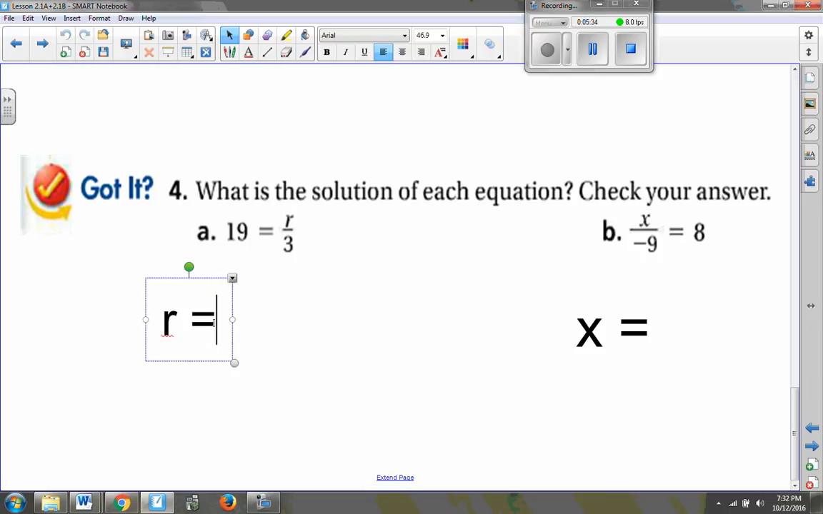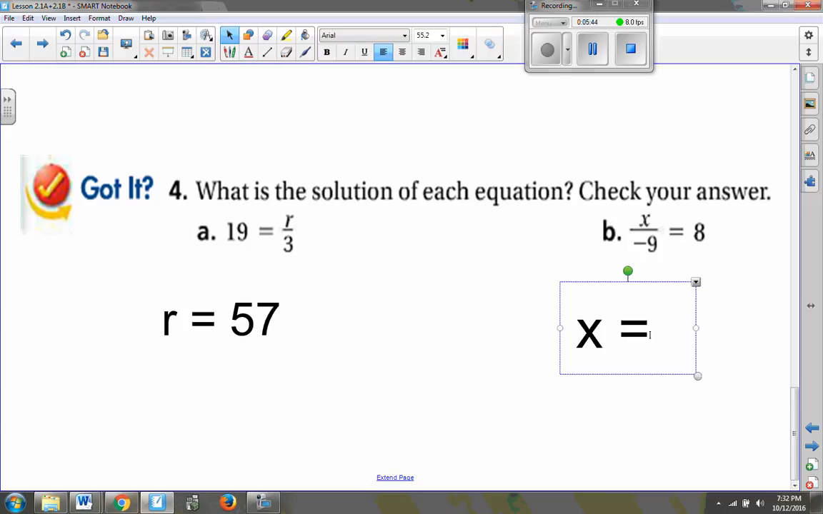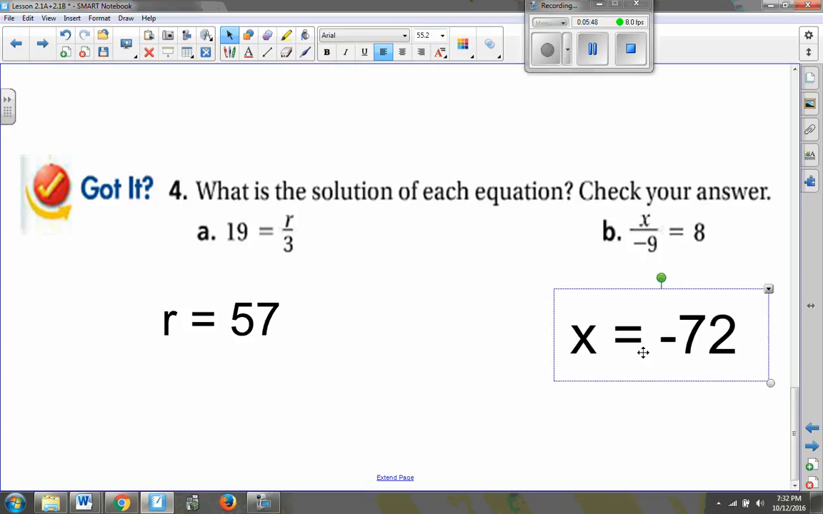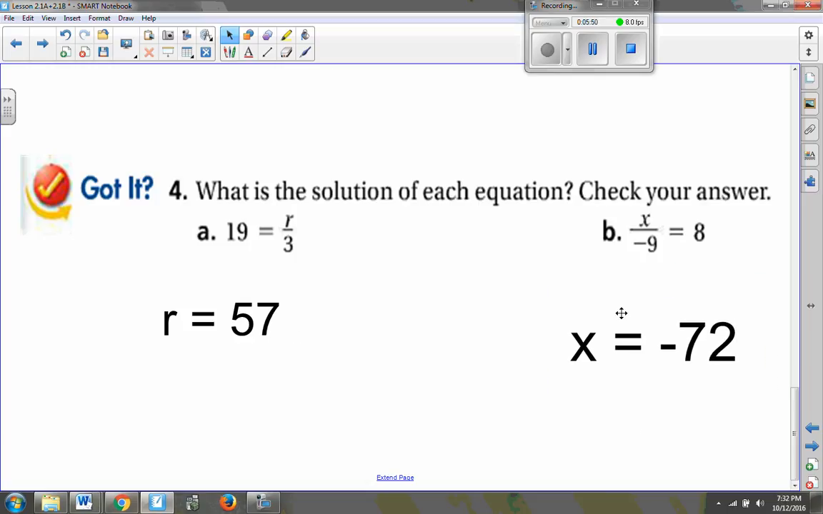When you solve letter A, you should solve it by doing 19 times 3 to undo dividing by 3, and we get that r equals 57. And then in letter B, we should do 8 multiplied by negative 9, which will give us a negative 72 for x. Okay? So r equals 57, x equals negative 72.